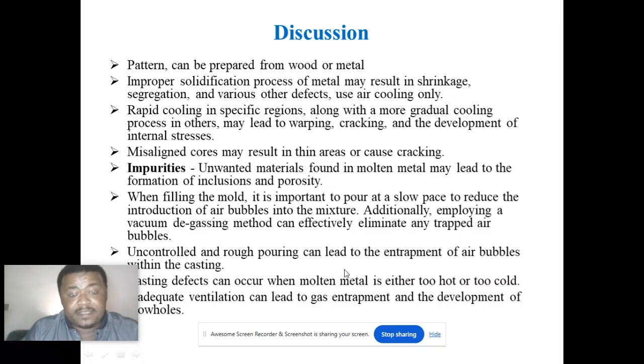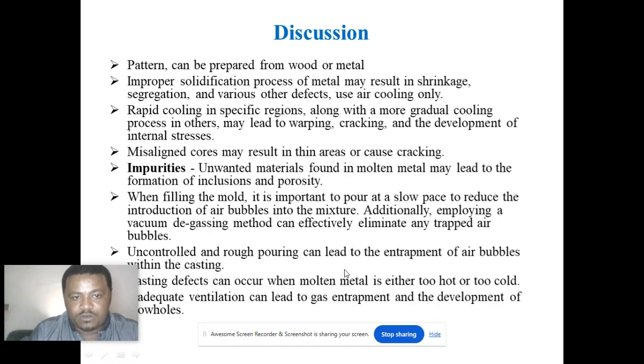Discussions. Patterns can be prepared from wood or metal. Improper solidification process of metal may result in shrinkage, segregation, and various other defects. Use air cooling only. Rapid cooling in specific regions, along with more gradual cooling in others, may lead to warping, cracking, and the development of internal stress. Misaligned cores may result in thin areas or cause cracking. Impurity: unwanted materials found in molten metal may lead to the formation of inclusions and porosity.